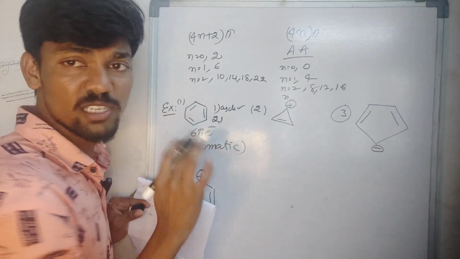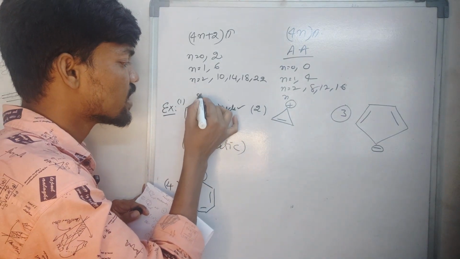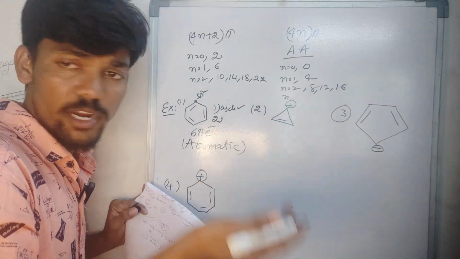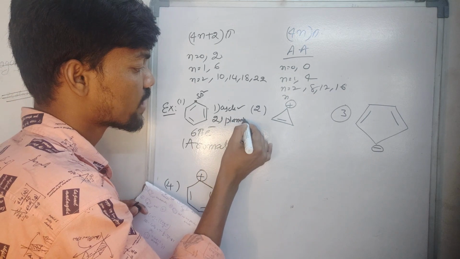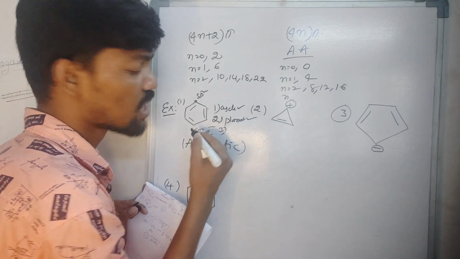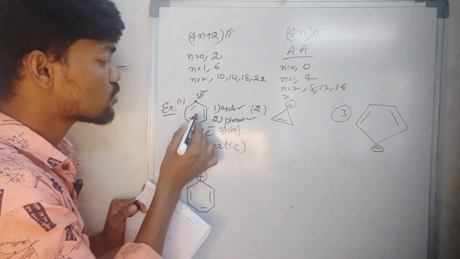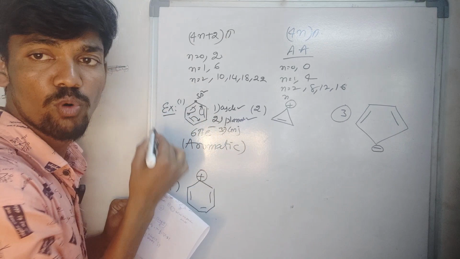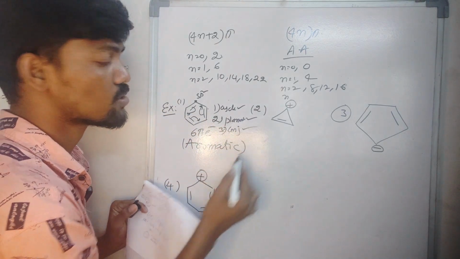Second one, is it planar or non-planar? Planar means sp2 hybrid; sp2 carbons are there totally, so it must be planar. Okay, that is also complete. Third point, complete conjugation. Is conjugation obeyed or not? This bond will be shifted to here, this bond will be shifted to here. So complete conjugation is also present. It must and should be there.